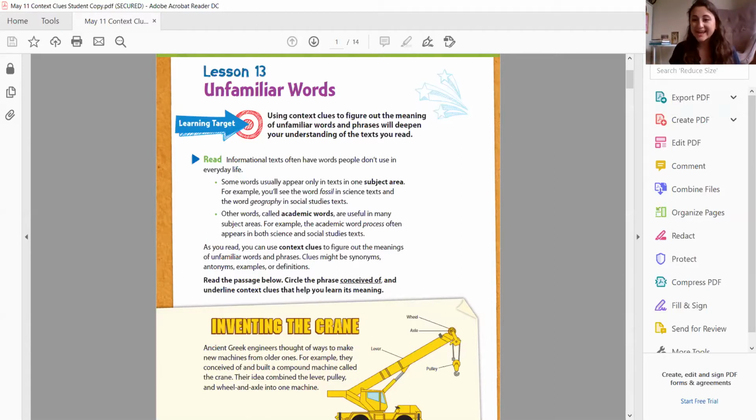Other words called academic words are useful in many subject areas. For example, the academic word process often appears in both science and social studies texts. As you read, you can use context clues to figure out the meanings of unfamiliar words and phrases. Clues might be synonyms, antonyms, examples, or definitions. So we're going to go ahead and read this passage below, and we're going to circle the phrase conceived of and underline context clues that will help you understand its meaning.